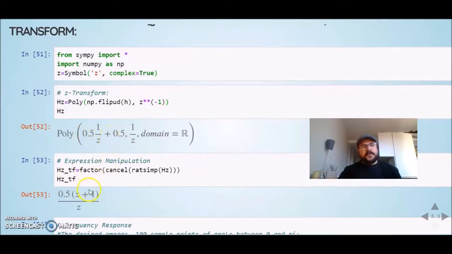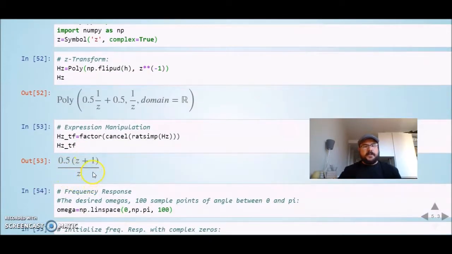With a bit of expression manipulation, we can change it. Here it's easier to see that we have a pole when Z is equal to 0 and a zero when Z is equal to -1, and we also have this gain factor of 0.5.